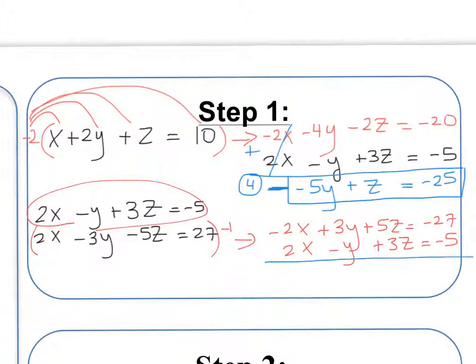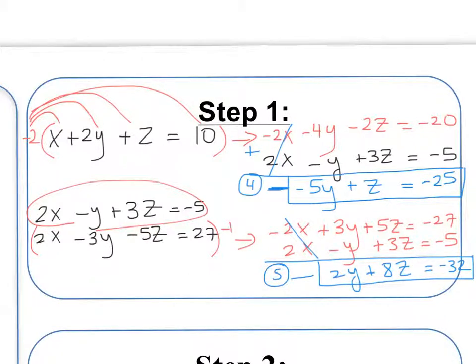So 2x and negative 2x cancel out. 3y minus y, that's a 2y. 5z plus 3z, that's an 8z. And negative 27 minus 5 is negative 32. So that's going to be my second equation with two variables. So I'm going to call it equation number 5. So there you go. This has y and z, and this has y and z. So I'm on the right track.